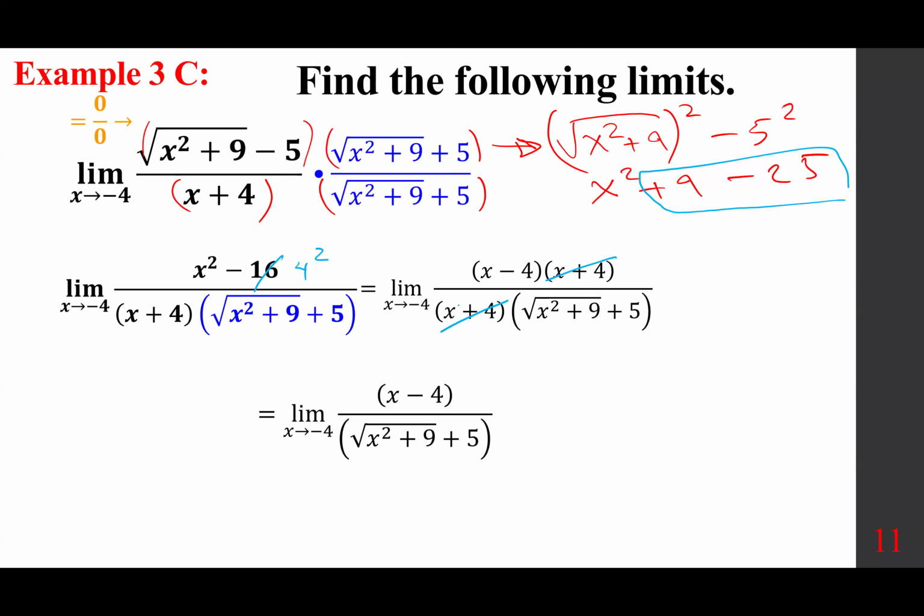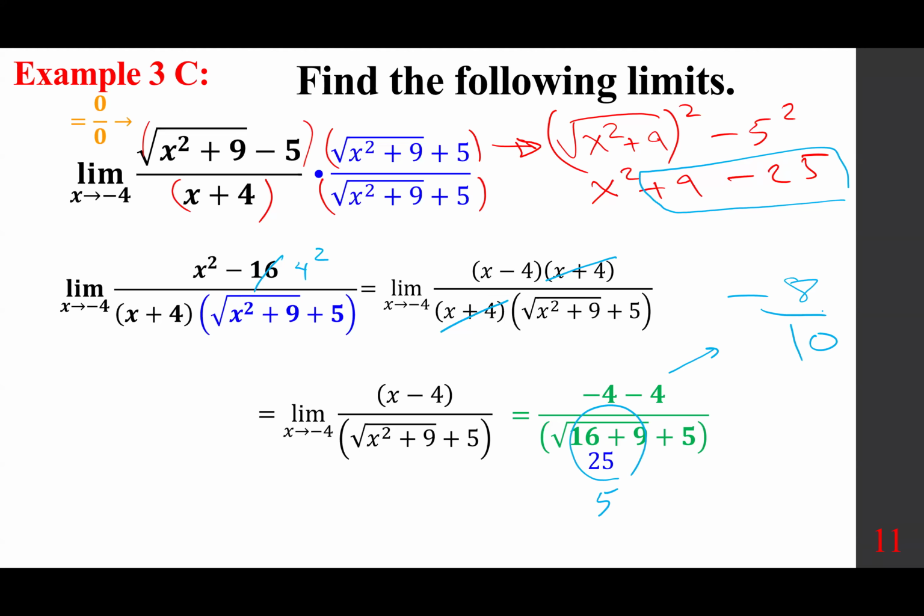And now we are going to plug in. You plug in -4 for the top, you put the -4 for the bottom. The -4, when you square it, becomes positive 16. So 16 and 9, 25. So the numerator becomes -8. The denominator, this comes out as 5, becomes 10, simplifies to -4 over 5 as the final answer. So an indeterminate form of 0 over 0 can turn into any result.